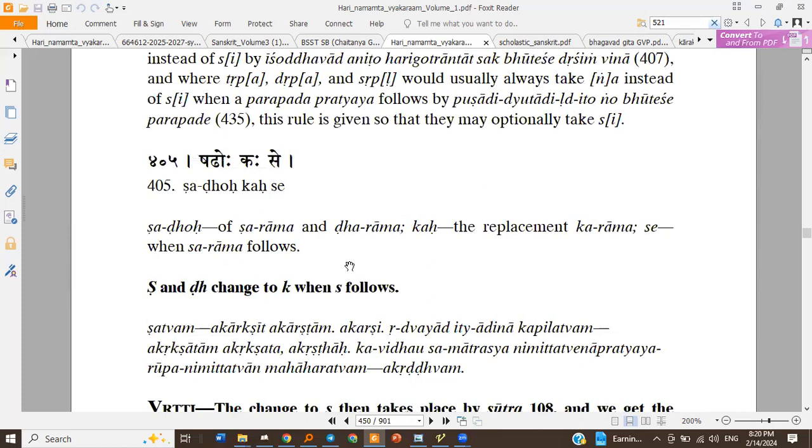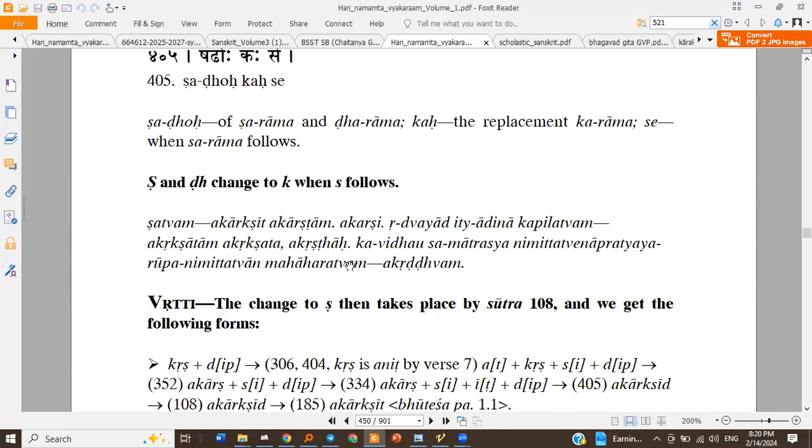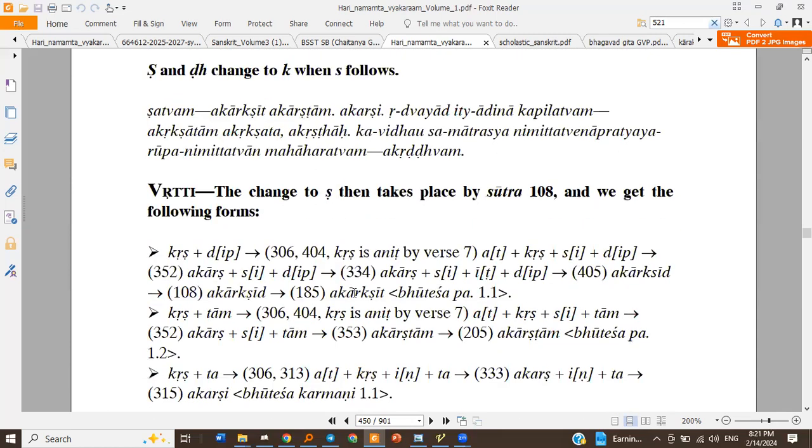Shadho Ka Se. Sh and Dha change to Ka when Sa follows. So this is another rule. We'll see the implementation now.